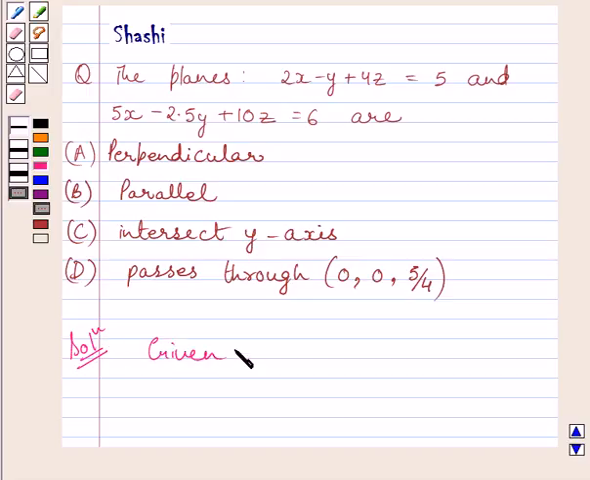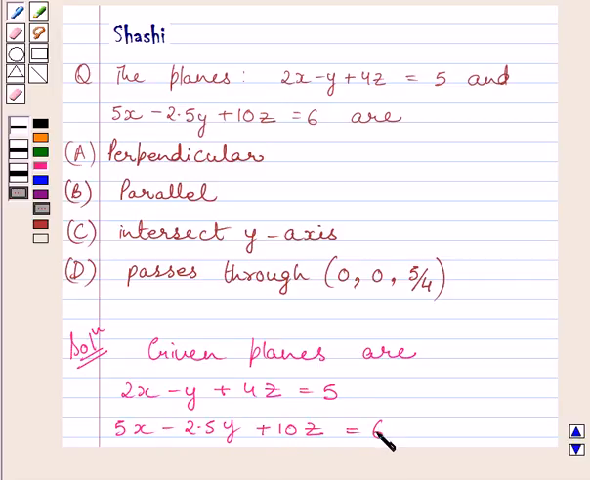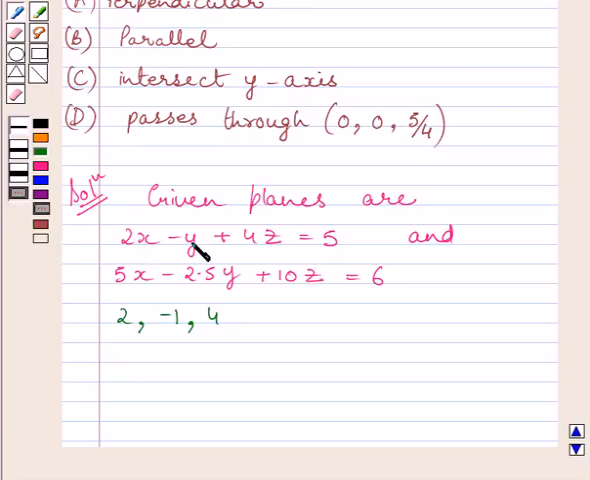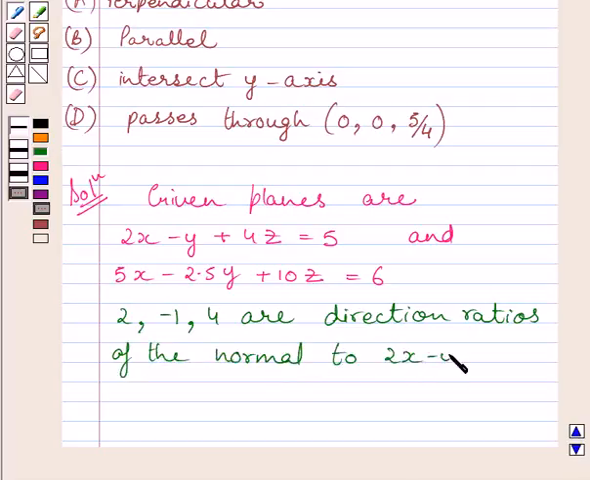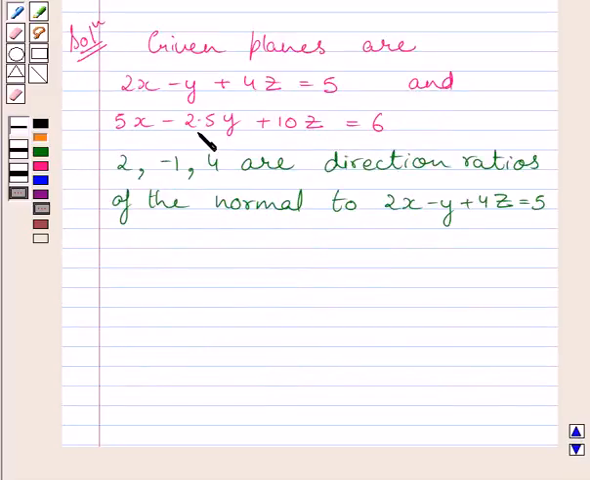Now given planes are 2x minus y plus 4z is equal to 5 and 5x minus 2.5y plus 10z is equal to 6. Now clearly we can see 2, minus 1 and 4 are direction ratios of the normal to this plane. Similarly, 5, minus 2.5 and 10 are direction ratios of the normal to this plane.